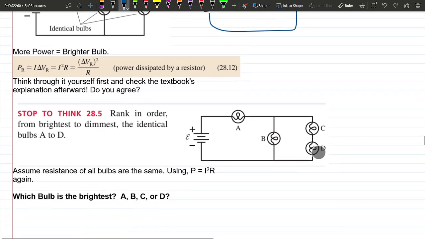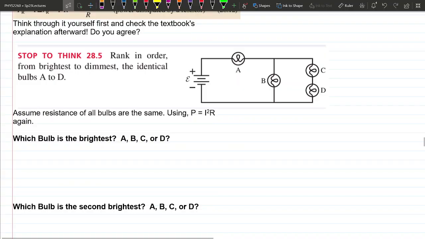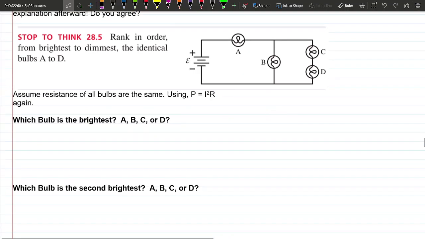Let's do another one, okay? The Stop to Think wants you to rank in order, but since we're in person, we just have to raise our hand. Let's look at this circuit here. Now there are 4 light bulbs that have the same resistance, okay? Which light bulb is going to be the brightest?